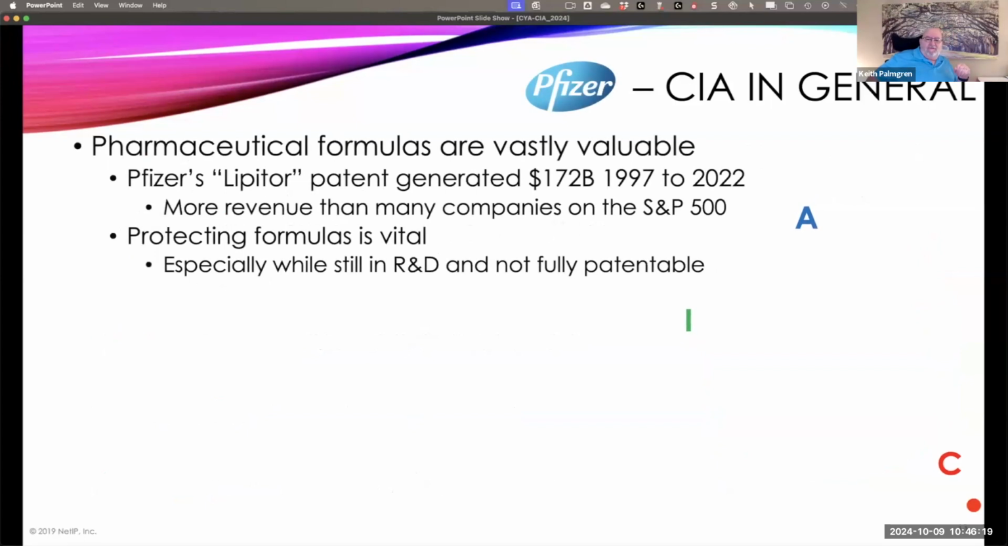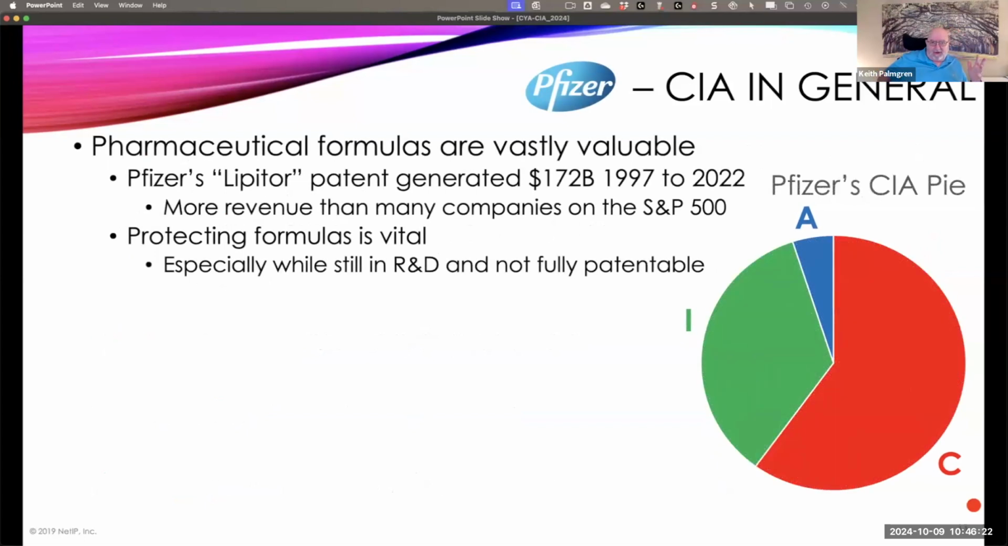Okay. And then Pfizer. And again, I could have picked other pharmaceutical companies, but pharmaceutical formulas are vastly valuable. And just one example here, Lipitor patent generated $172 billion from 1997 to 2022. That's more revenue than like 95% of the companies on the S&P 500 generated during the same period of time. A vastly valuable formula there. And protecting the formula is absolutely vital, especially while it's still in R&D and cannot be fully patented yet.